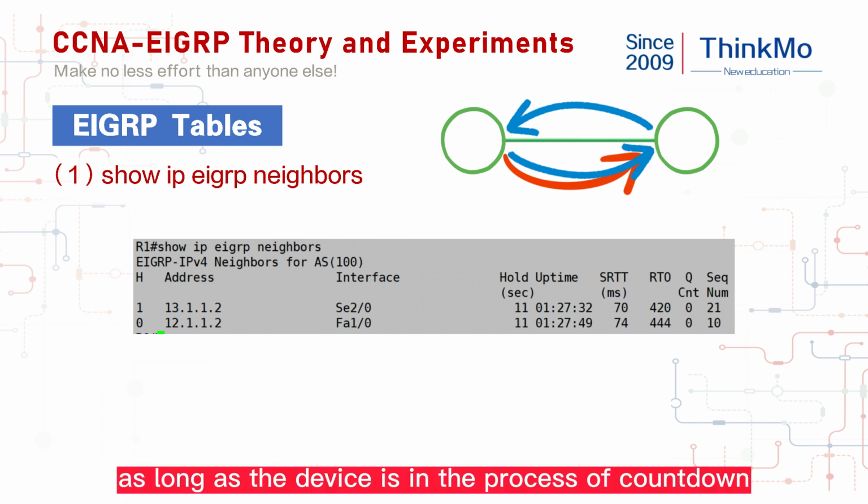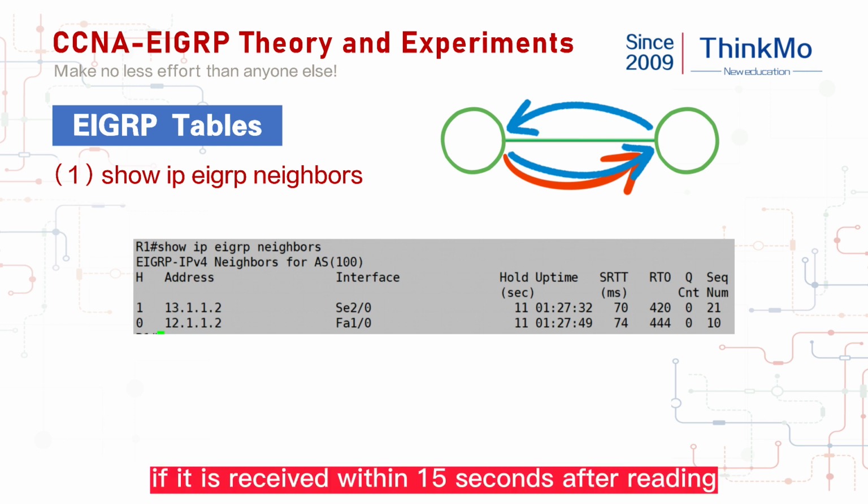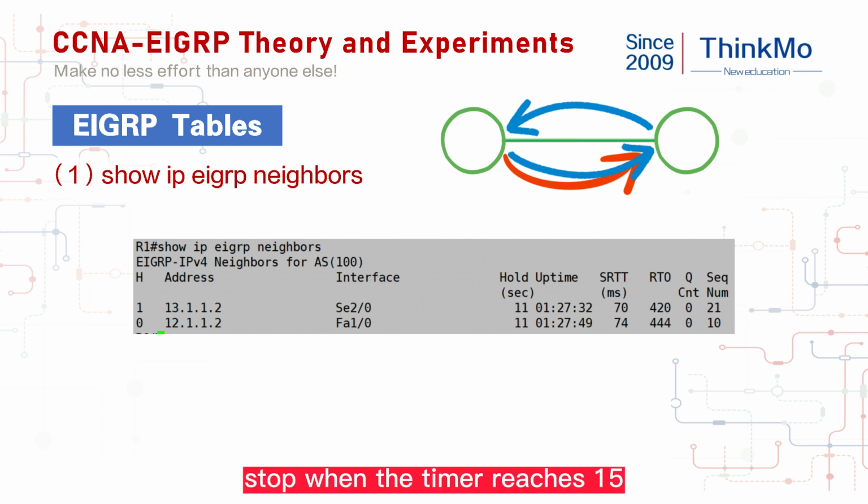As long as the device is in the process of counting, if a hello is received within 15 seconds, it becomes 0. Refresh. Becomes 0 again. Refresh. It's like a timer. It starts timing from 0 and stops when the timer reaches 15.